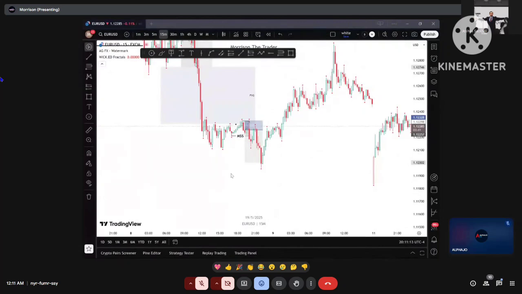Okay, and then when the sweep happens, we're looking for a market structure shift. So the moment price goes above a high, you just mark the low that created that high, waiting for price to go below. The moment price goes below it or goes above it, we have our market structure shift. And then within that shift, we are looking for a fair value gap. And then when price gets into that fair value gap, I want you to take it with confidence because I know what I'm talking about.